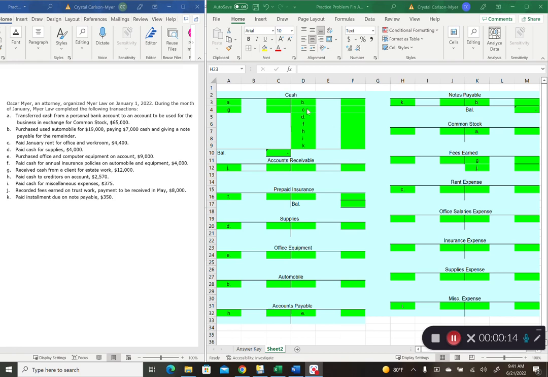So on the T accounts, just how they're set up, the title is always at the top. Your debits are always on the left side of the T account. Your credits are always on the right side of the T account. So how to record those transactions, you need to know how each type of account behaves with a debit versus a credit. So your assets, all debits will increase asset accounts and all credits will decrease accounts.